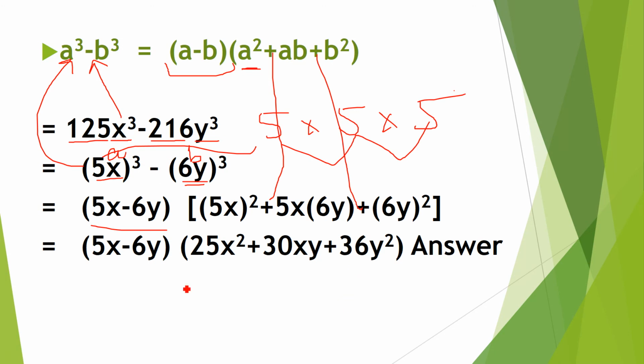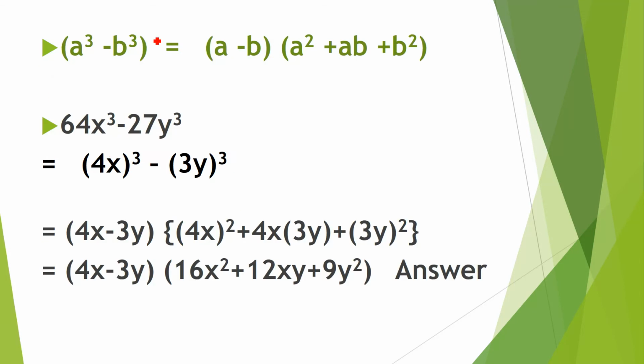Next step, we will open this. So it is 5x minus 6y. 5 squared does not mean 5 times 2, 10. It means you have 5 two times. 5 multiplied by 5, 25x square. And this square is on the top of x, and on the top of 5 as well. So 25x square plus 6, 5 times 6 is 30, and this is xy, 30xy. 6 times 6 is 36. You have 6 two times. Again, it does not mean 6 times 2, 12. It means 6 times 6, 36y square, and this is the answer.